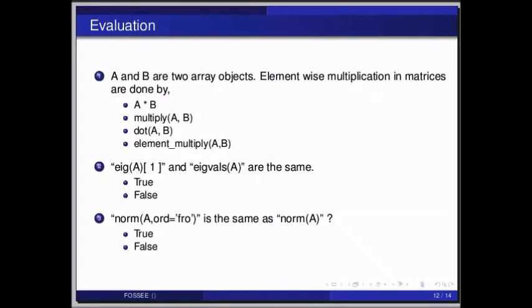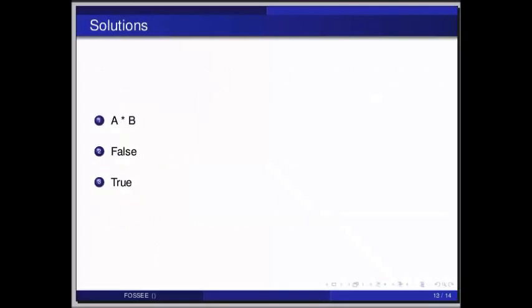Then the third one is, norm A with ord equal to fro is the same as norm A. True or false? Now we'll just look at the answers. The first one, element-wise multiplication between two matrices A and B is done using A star B. Second one, the answer is true. eig A[0] and eigvals A are the same. That is, both will give the eigenvalues of matrix A.